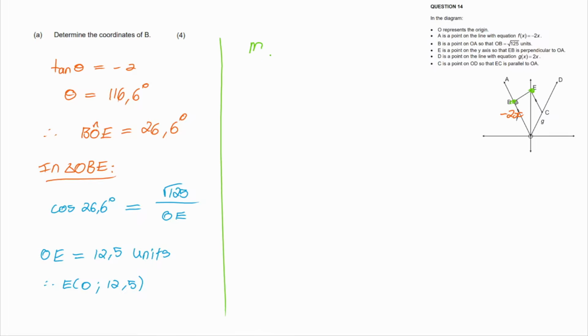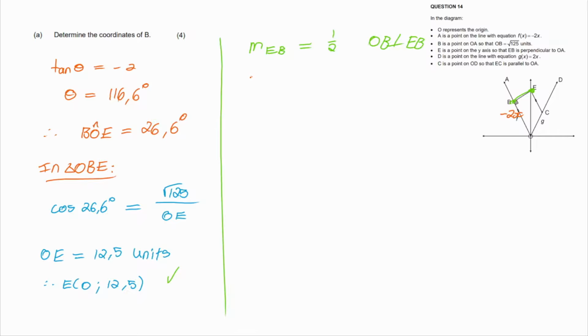So we can say that the gradient of EB, because I'm trying to find the equation of line EB. If I need the equation, remember I need two things: the gradient and a point. I already have my point on the line, I need my gradient. The gradient of this line is equal to a half, and the reason is because OB is perpendicular to EB.